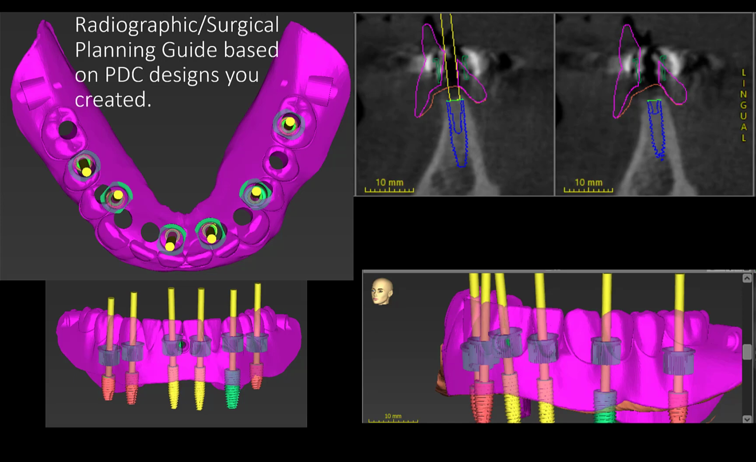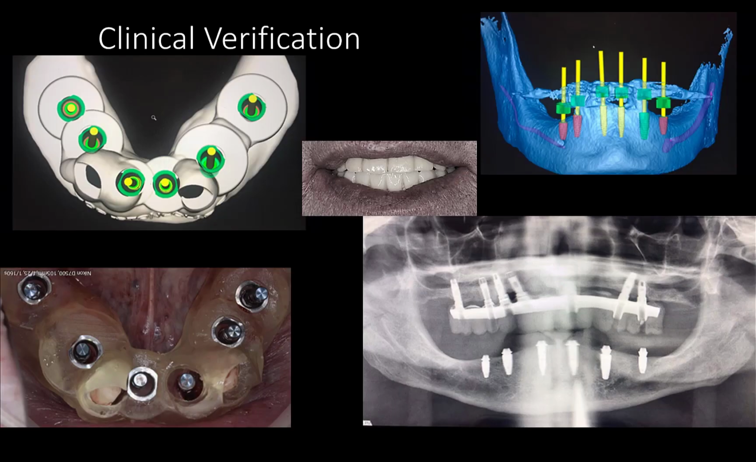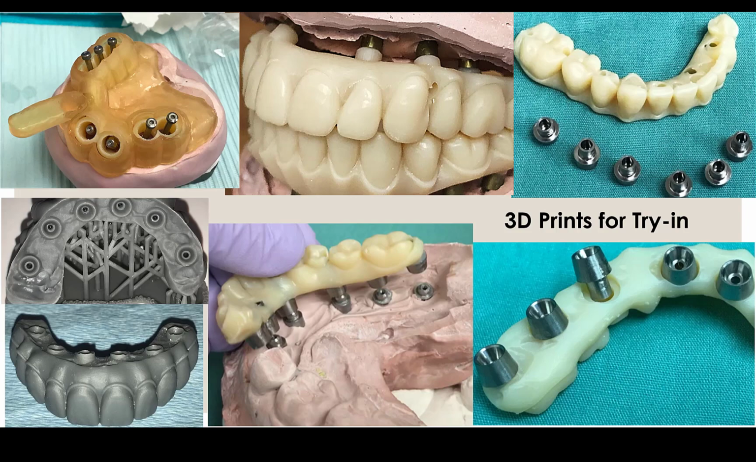You see the cross-sectional depiction of the implant angulation traversing through the aperture here. This is the surgical template generated by co-diagnostics and how it allows the soft tissue previously imported to be incorporated into the foundation. An immediate load prosthesis was provided to this individual, and the coincidence of the plan and the clinical work is apparent.